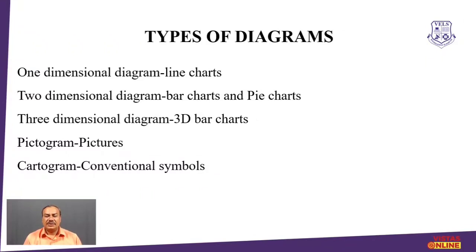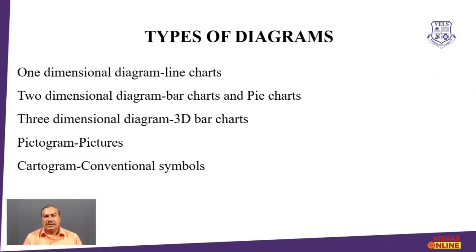In one-dimensional diagrams we can draw line charts. For two-dimensional diagrams we can use bar charts and pie charts. For three-dimensional diagrams we can use 3D bar charts. In pictograms we can use appropriate pictures, which are a representation of data.